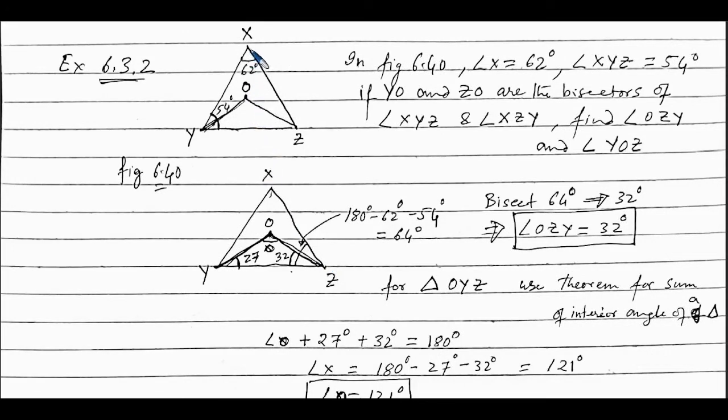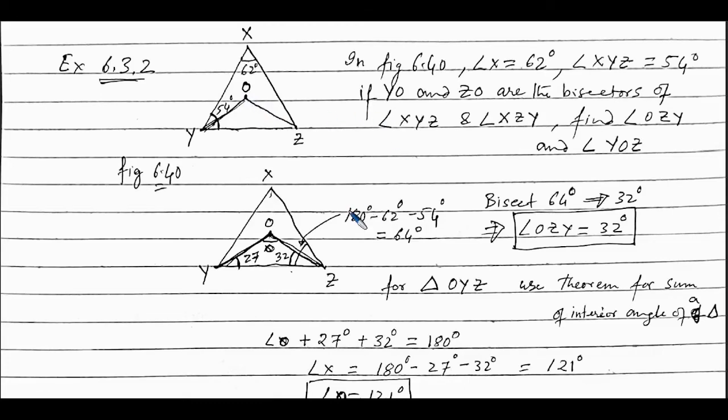You are given a triangle with angle x equal to 62 degrees and angle y equal to 54 degrees, and there is a center point O. You bisect this angle and draw a line bisecting it. I will show you how to bisect during construction time; it is very easy to bisect an angle. So you bisect this angle and it will meet a point, and that point is called O.